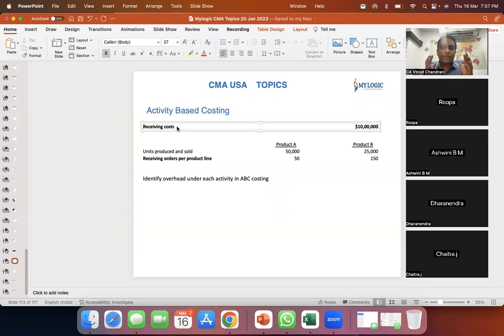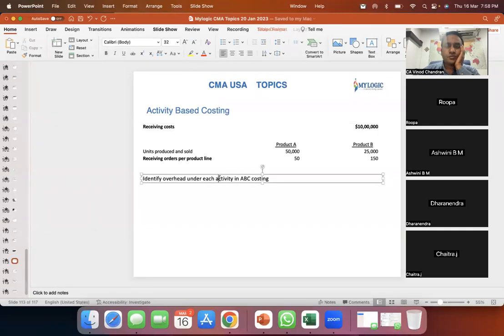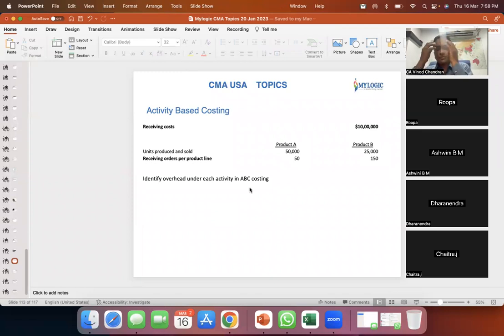Visualize the situation, okay? 50 times order has been given to A, 150 times to B. Overall cost is 10 lakhs. Now we need to identify under product A per unit how much. How we do that? What are your thoughts? Any thoughts before I do myself? Share your thoughts. Let it be wrong. Doesn't matter. You can unmute and say, please. Be active, be representative. Doesn't matter whether it goes wrong. How we do it?